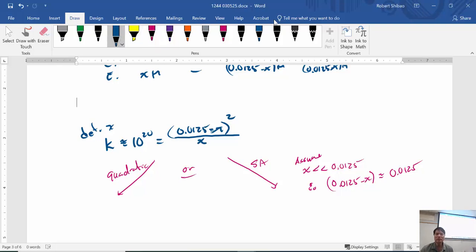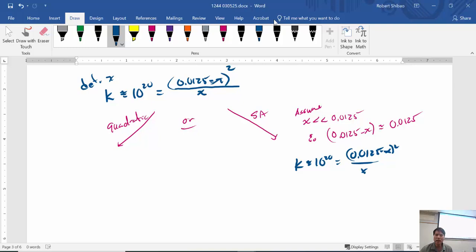Okay, now let's go ahead and solve this. We have K, which is about 10 to the 20th. This is going to equal (0.0125 minus x) quantity squared, divided by x. And then we apply the simplifying assumption. When we apply the simplifying assumption, I'm going to write SA over this. That's going to give us 0.0125 minus x is just 0.0125, quantity squared.